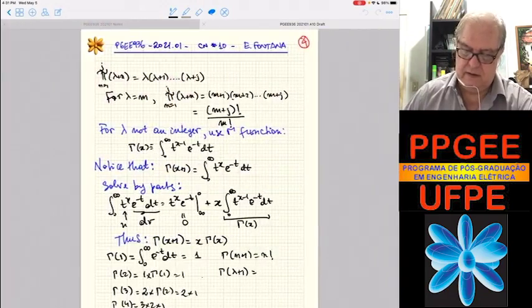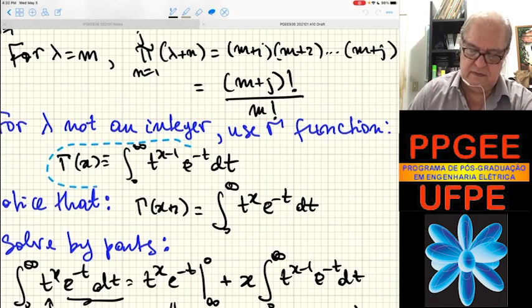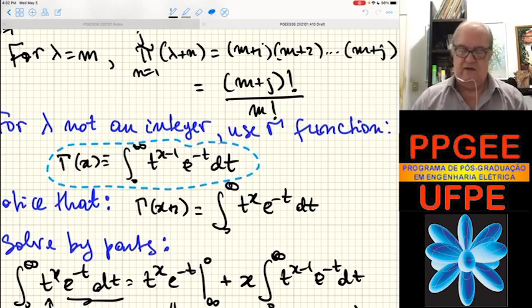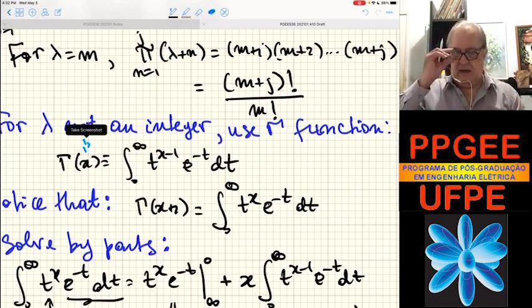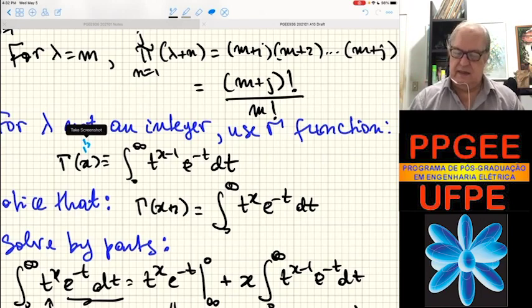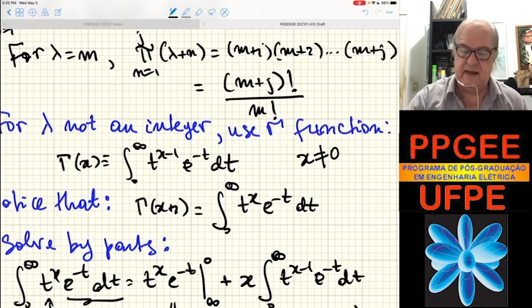Okay. Use the gamma function of a real or complex argument. In fact, the gamma function can accept complex arguments. The only restriction is that x is not equal to 0. Okay, x different than 0. And we can see that the property of the gamma function is this one.